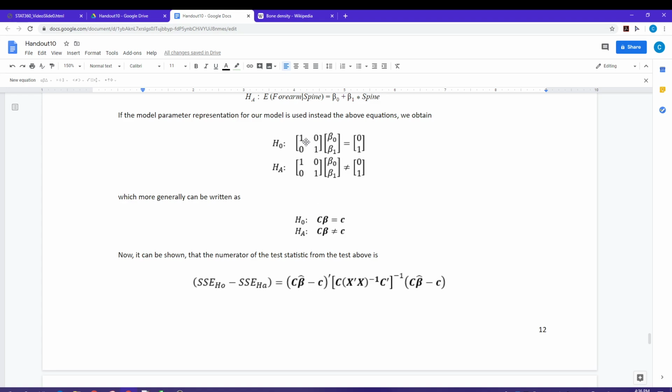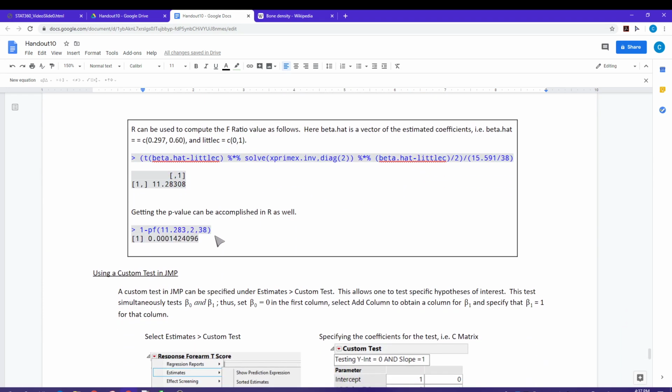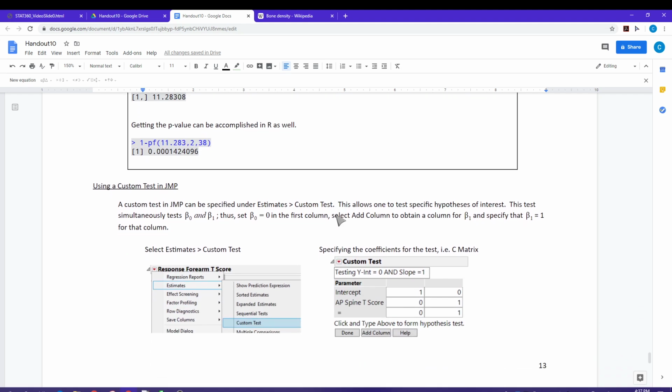This capital C here is just the coefficients on your parameters. The little c here is just the little vector that you want those set to. So I want my y-intercept set to 0 and my slope set to 1. So that's why I have it specified as 0, 1 here. We're going to need to know how this is set up in order to set this up in JMP as well. So JMP kind of uses this same structure. Here's the calculations in R, getting the p-value.